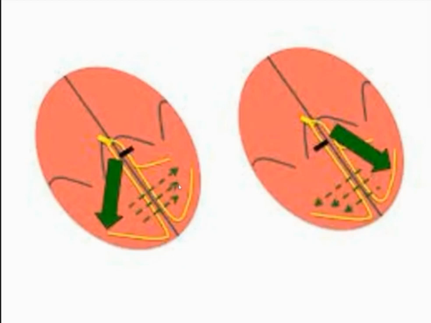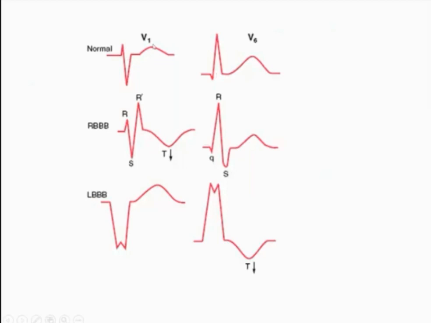But what will happen? It will take more time to depolarize the left ventricle. So there will be widening of the QRS, okay? Because of this extra time, it will be translated on the ECG as a wide QRS. So we can see here that this is normal. This is a right bundle branch block in V1, okay? RSR pattern, or what we have here is a wide S wave.